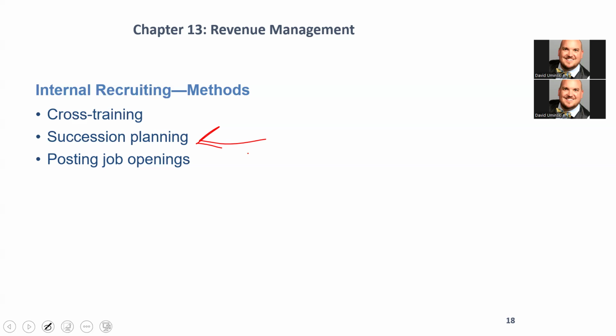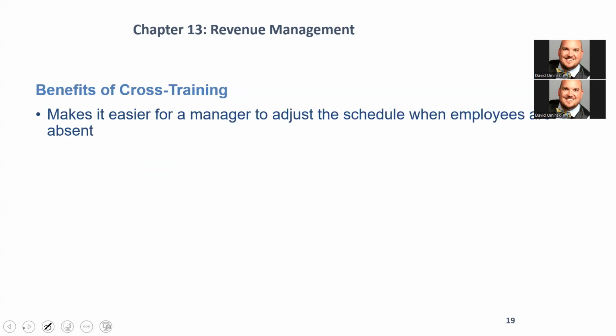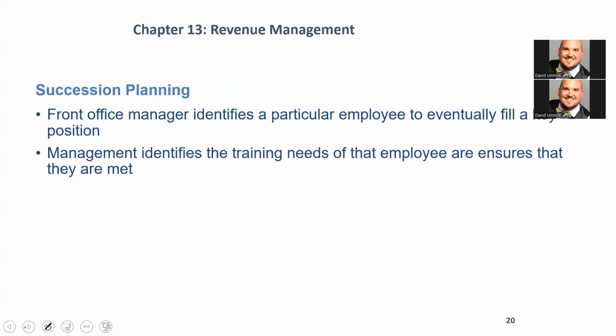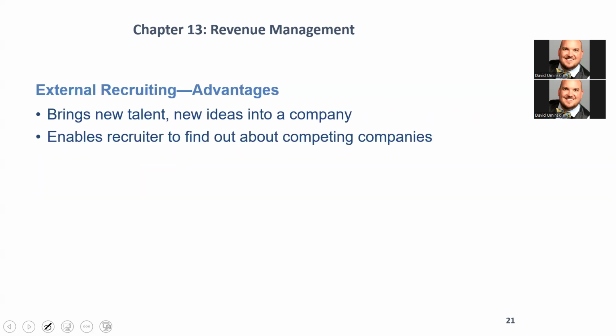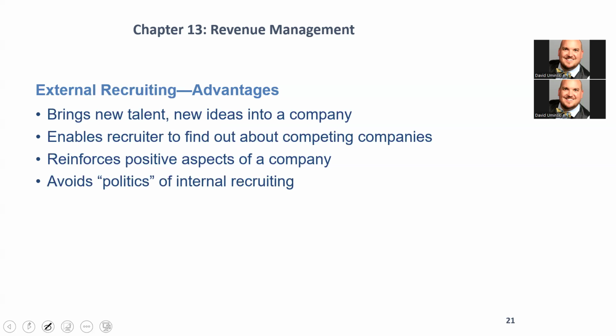So with other ways we can post those job openings, like I said before, on a bulletin board. How are we doing? Let's knock through these real quick. We talked about benefits already. Succession planning we talked about. Did we talk about advantages? One advantage is it brings in new talent, new ideas. But it also avoids that situation where two people are applying for the same job and only one person gets it, right? So it avoids that altogether.